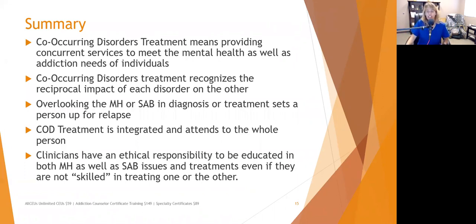Clinicians have an ethical responsibility to be educated in both mental health as well as substance abuse issues and treatments, even if they're not skilled in treating one or the other. So, maybe you're a mental health clinician and you haven't been trained in motivational interviewing or some of the other substance abuse best practices. That's okay. You still need to know what they are, because if you've got a client who's in substance abuse treatment, you need to understand what they're doing over there to understand how it's going to impact your course of treatment. Likewise, substance abuse counselors need to understand what happens in mental health counseling if they're working with somebody who's seeing multiple clinicians.